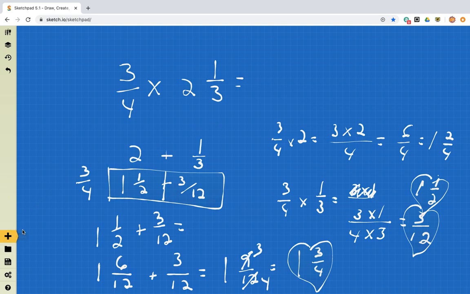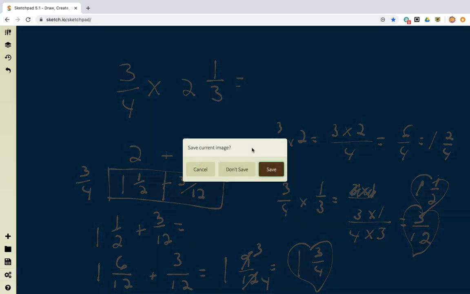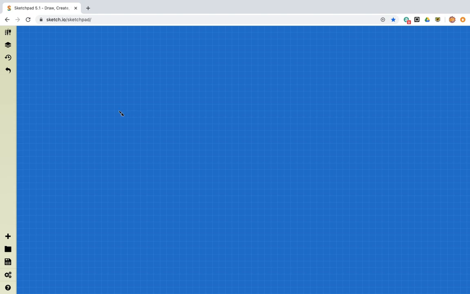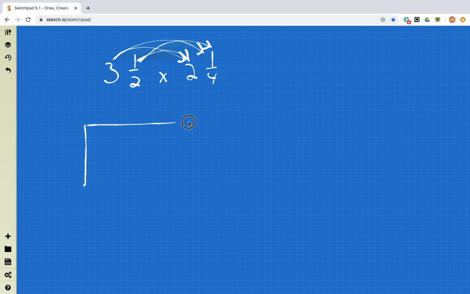Let's try one more together, and then I'll turn you loose to work on your work. Okay? What if I've got 3 1/2 times 2 1/4? Now I've got 2 mixed numbers. That means I got to do 3 times 2 and 3 times 1/4. It means I got to do 1/2 times 2, 1/2 times 1/4. What a mess. If I try to just do it like that, I'd probably forget something. So I'm going to use my old friend area model to make sure that I don't make any mistakes.